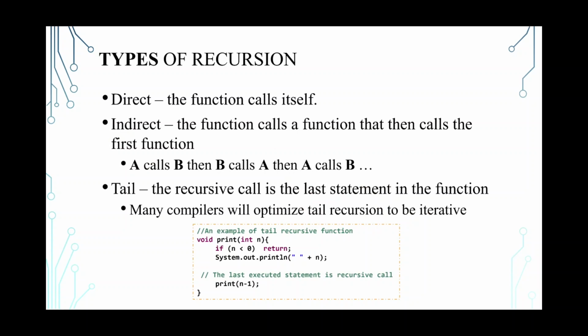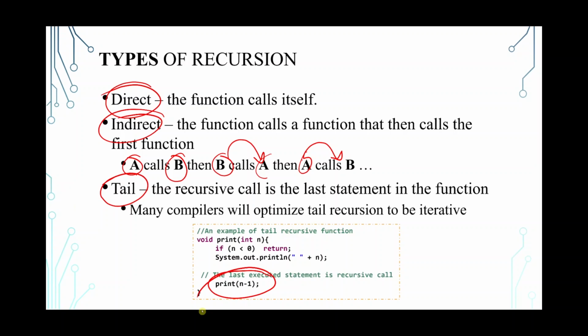Okay, so the types of recursion is direct. The function calls itself immediately. This is the one we just had with countdown. Indirect, you have two functions. A function A calls function B, then function B calls function A, and then function A calls function B, and so on, until you reach the stopping condition. We have a tail recursive function we call tail recursive function, and in this the recursive call is going to be the last statement in your function.